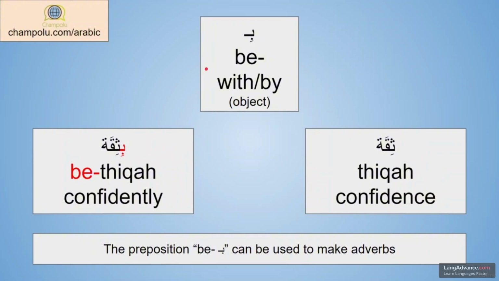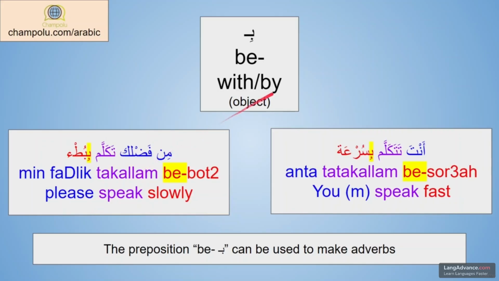And then we can see that be can also be used to form adverbs. So for example, when we have the noun ثقة, which means confidence, and want to say confidently, the way to use it is to say بثقة, confidently. And this can also be used in important expressions such as you speak fast. أنت تتكلم بسرعة.